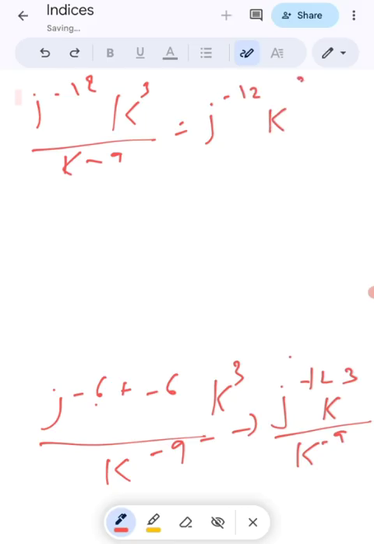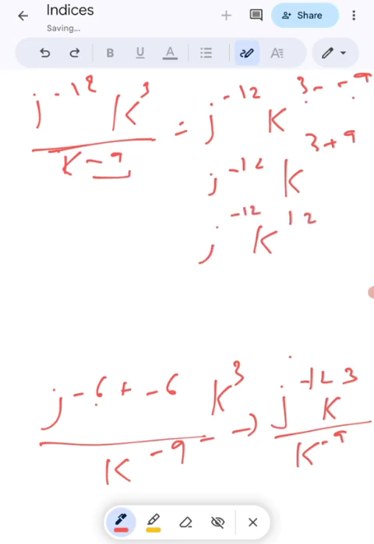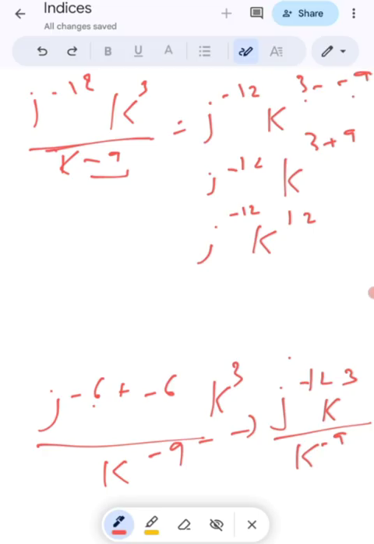Now k^3, this divide sign means a minus, and again there was a minus 9. So it becomes j^-12 upon k^(3 - (-9)), minus minus makes a plus, so 9 plus 3 is going to be 12. Now j^-12 upon k^12. I need a positive power, so I will put this j downwards. So k^12 upon j^12 is going to be your answer.